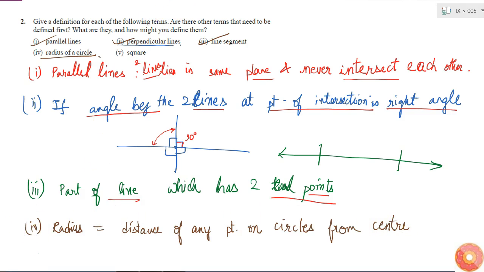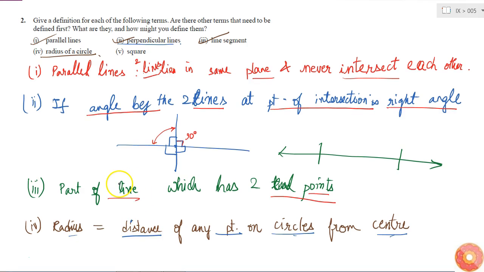So in this, what are the terms I need to define? Before using this definition, I need to define what is the distance, what is the circle, what is the center of the circle, and what is the point. Point I cannot define. Distance: we refer to Euclidean distance because we are referring to Euclidean geometry. Distance means how far one point is from the other point, and a circle is a set of points which are all at the same distance from a given point. And what is the center? Center is that given point from which all the points on the circle are at a constant distance. So as you can see, circle, center and radius are interdependent on each other. So you cannot give any absolute definition.